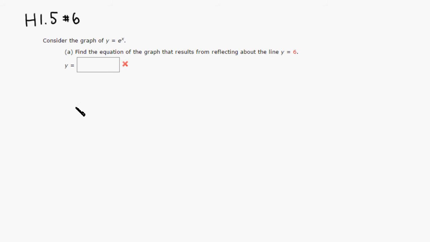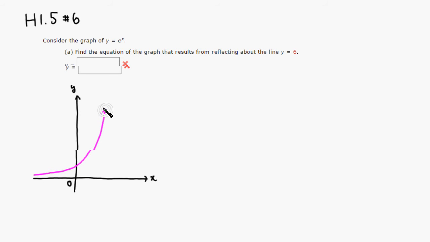So if you draw a picture of e to the x, which looks like this. Here's the x-axis, y-axis, and the origin. The original graph looks like this. It's an increasing exponential function, and it goes through 1 here.